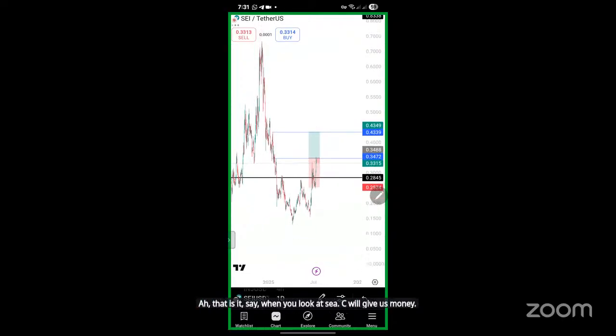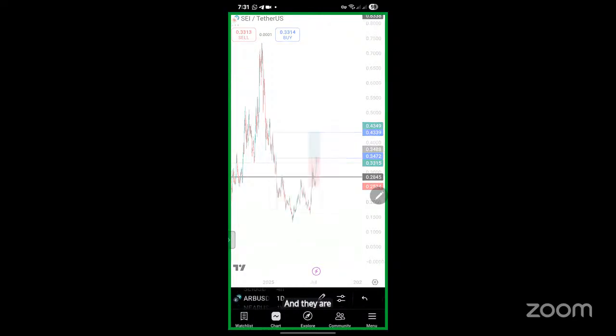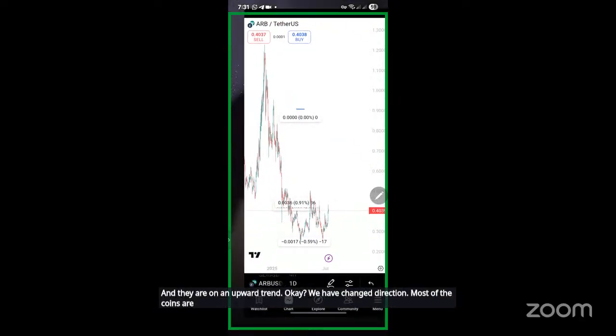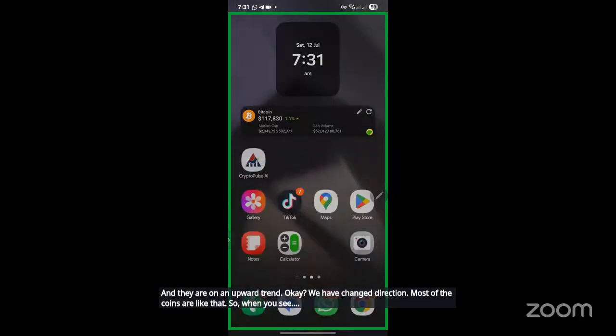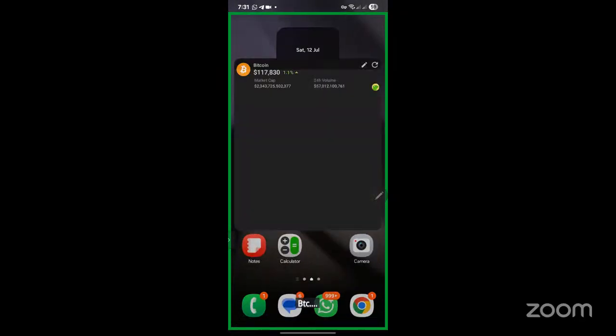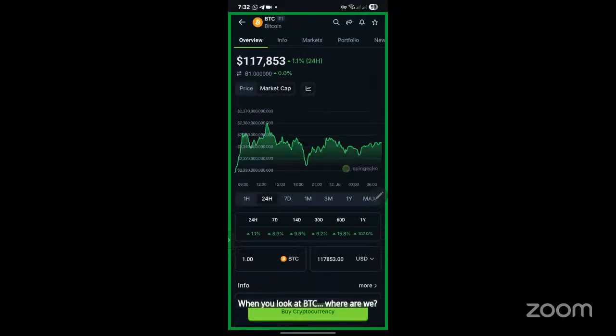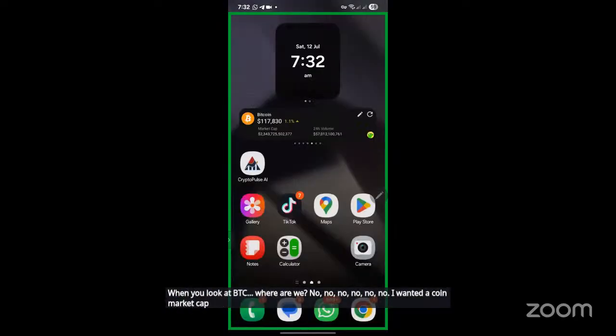You can look at those coins. They have changed direction and they are on an upward trend. Most of the coins are like that. So when you look at BTC, where are we? No, I wanted the coin market cap for dominance.